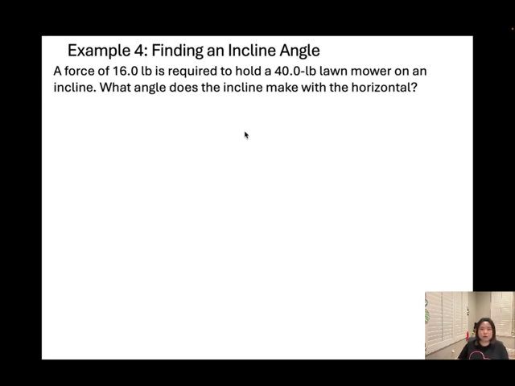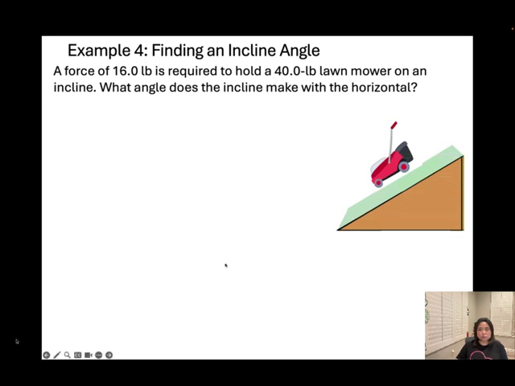Okay, example 4. Finding an inclined angle. So, pretty similar to example 3. I want you guys to try to do it by yourself.